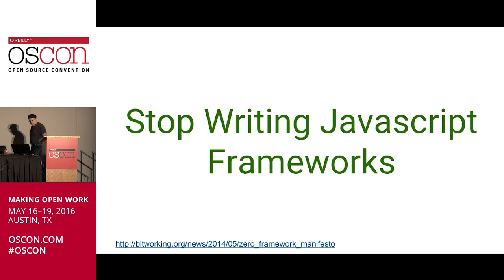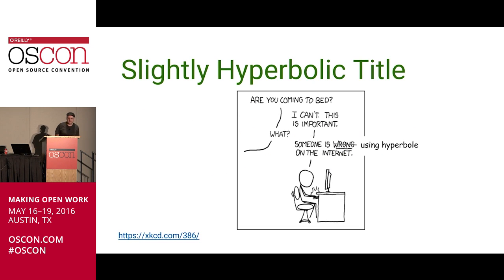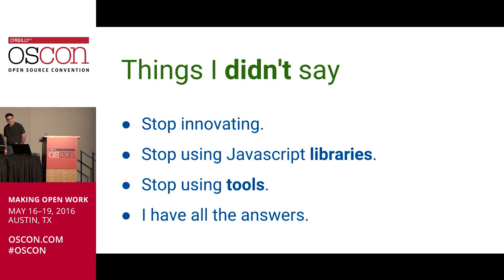So 2 years ago, almost exactly, I wrote a blog post called Stop Writing JavaScript Frameworks. Obviously a slightly hyperbolic title. So things I didn't say in there: I didn't say stop innovating on the web. I didn't say stop using JavaScript libraries. And this is the important part of what I'm going to get to, a distinction between library and framework. I didn't say to stop using tools at all, and I didn't say I had all the answers.